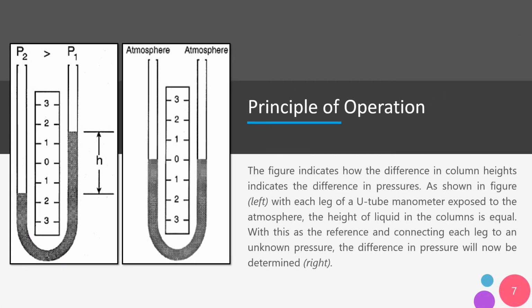So, principle of operation. As you can see in the figure, the difference in column heights indicates the difference in pressure. As shown on the left, with each leg of a U-tube manometer exposed to the atmosphere, the height of liquid in the columns is equal. With this as the reference and connecting each leg to an unknown pressure, the difference in pressure will now be determined.